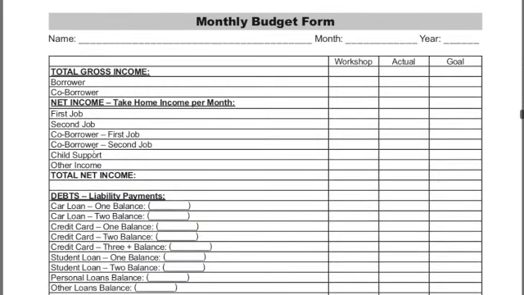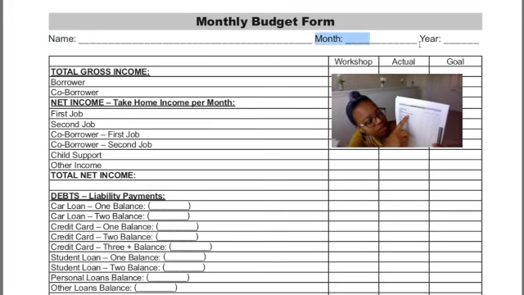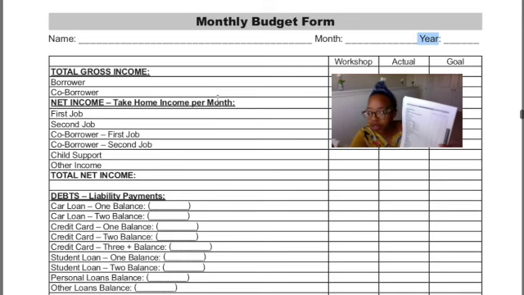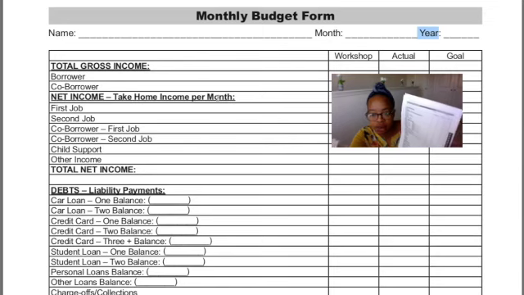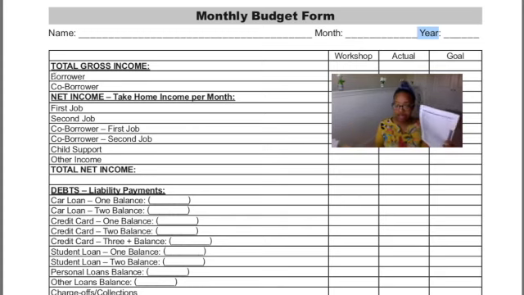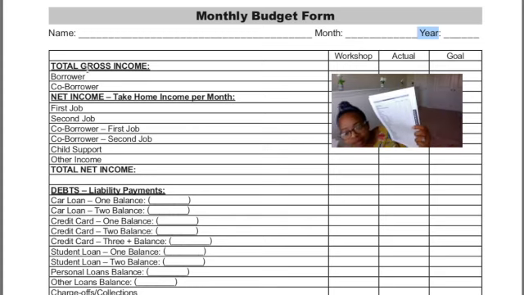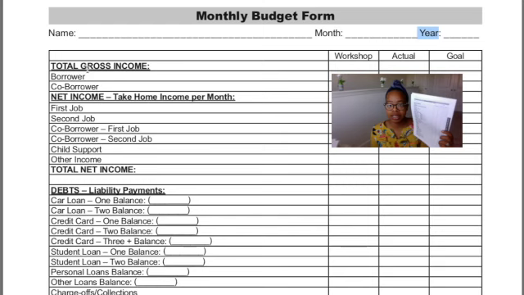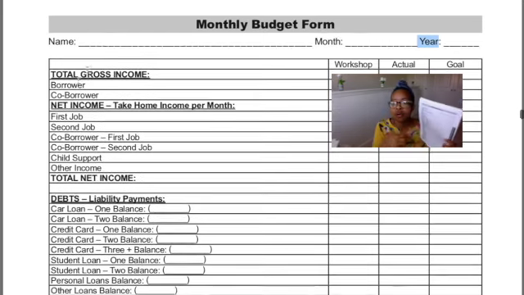This is what the monthly budget form looks like. You will see that you would write your name, you tell what month it is and the year, because again, you have to do this every month and you have to upload it so that they know that you're working on your budget monthly. It becomes easier the more that you do it. You do go over, and I say every month because I do this monthly, and my husband and I, we do this monthly just to stay on track.